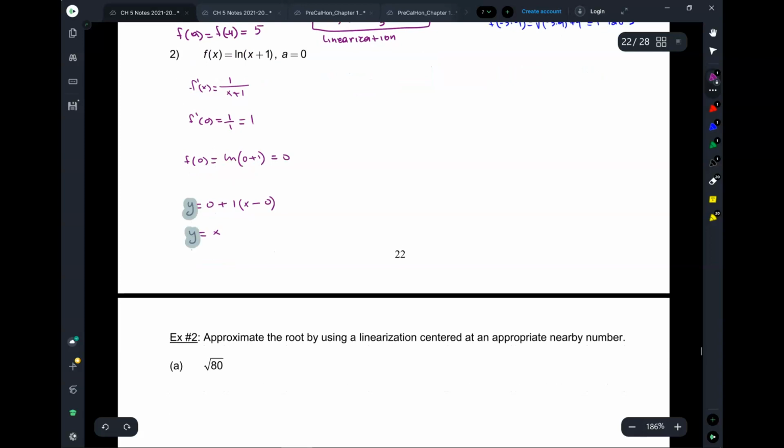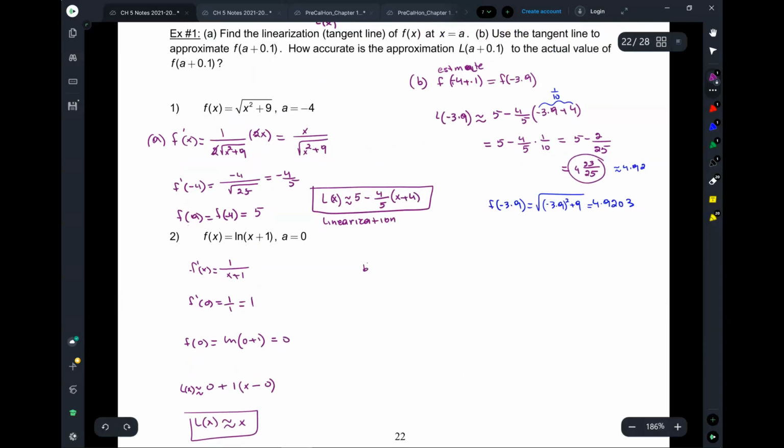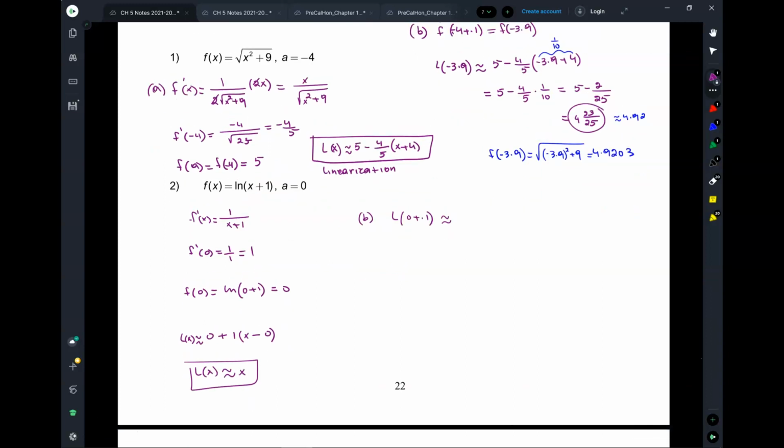So, why is that y? It was supposed to be L of x. L of x is approximately x. Okay, so that's the linearization. Now, what we're asked for in part B is to find L of a plus 0.1. Oh, look at how easy that is. You just plug 0.1 into L of x, which is just 0.1.